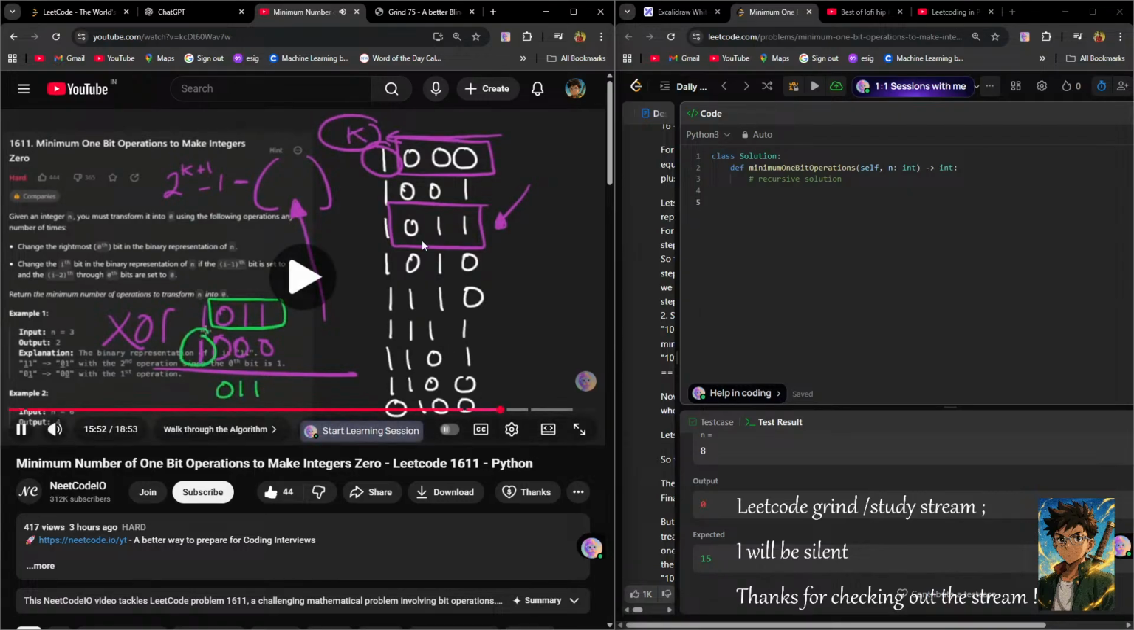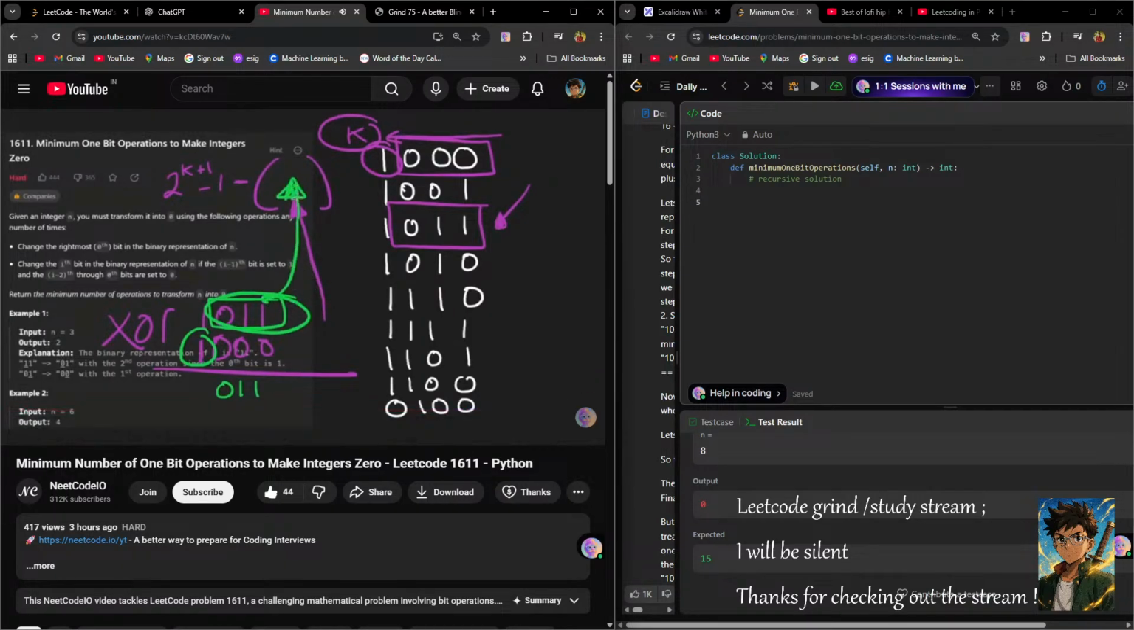So all we need is the most significant bit. That will easily get us these remaining numbers, and then we'll pass that in to this function. So that's how we're going to solve it.